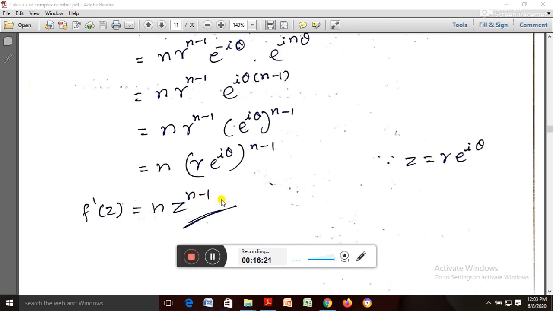So this is a type 1 example, where we find that the function is analytic and find its derivative. In the next video we will learn type 2 examples.